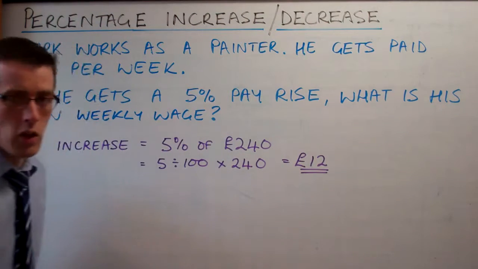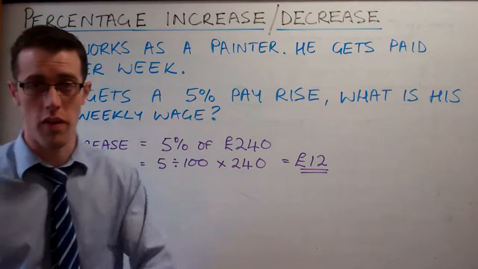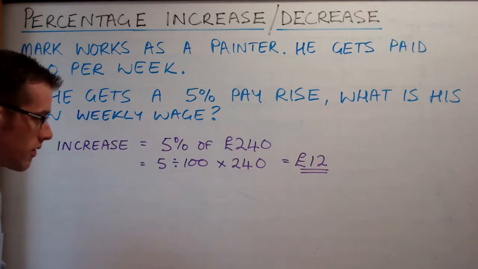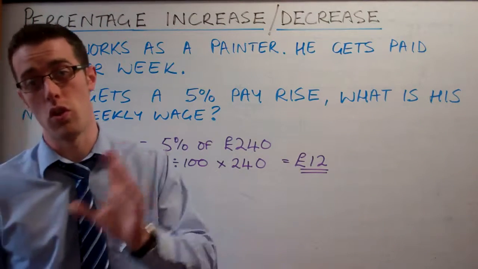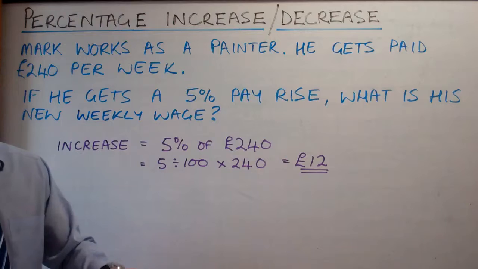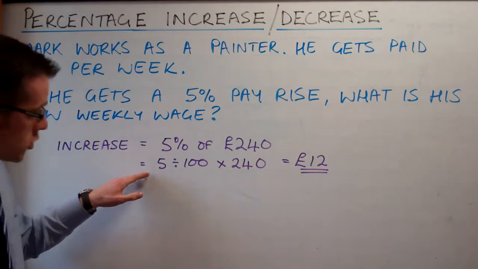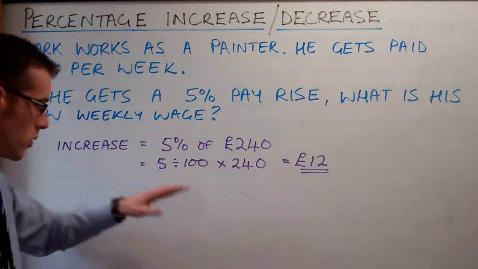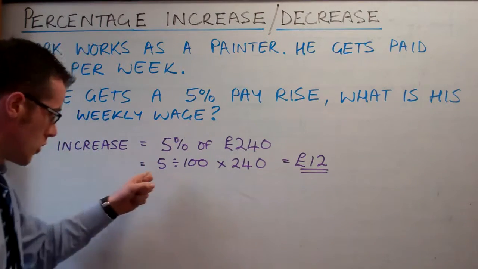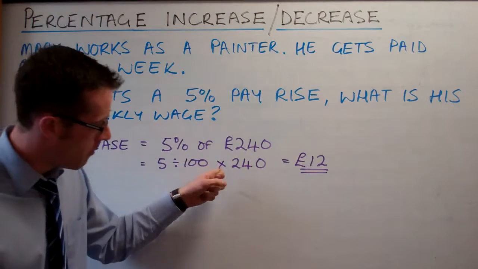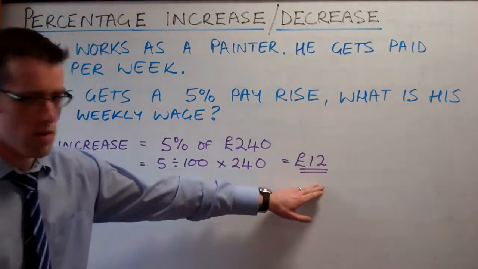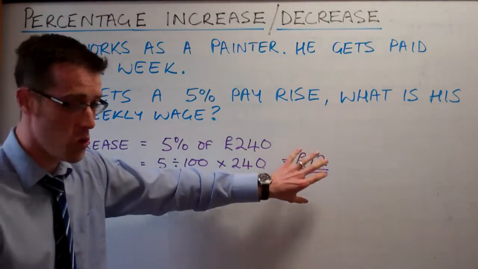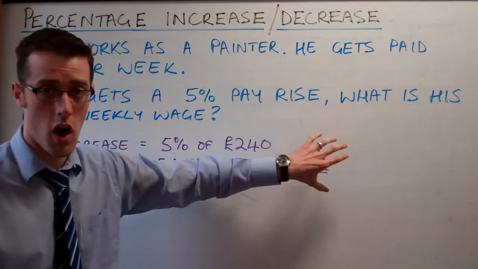Now, I know there are some shortcuts to doing 5%. You can find 10%, which is 24, and halve it. There's lots of different things that you can do to find 5%. We'll discuss those later. I'm going to stick to one method for this. This will work if it's 5%, and it would work if it was 6% or 7 or 8 or 9 as well. You just use the exact same method. So the percentage divided by 100 multiplied by the amount gives us that 5% of 240. So that's the increase that he gets. It's not his new wage, that's how much his wage is going up by.